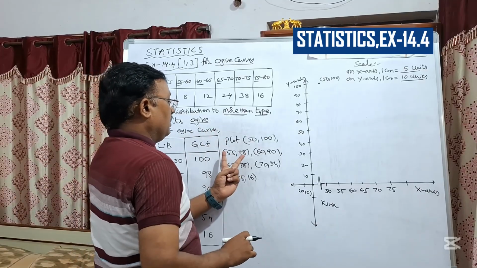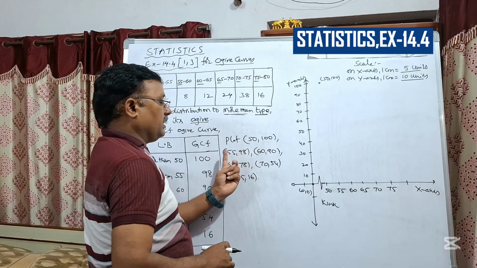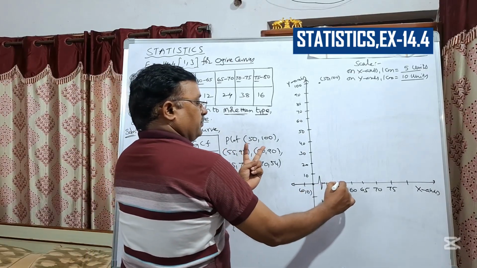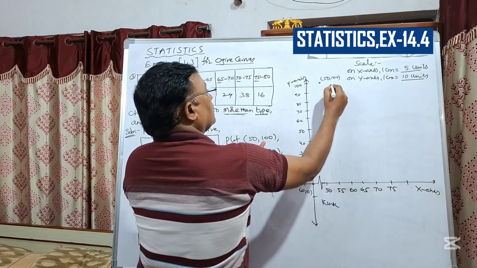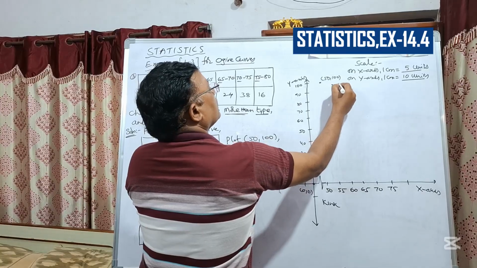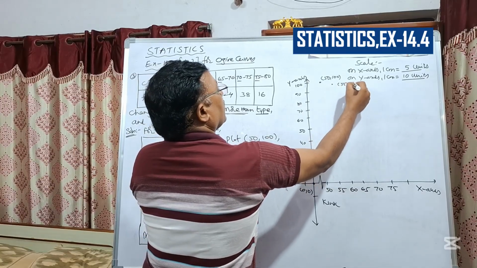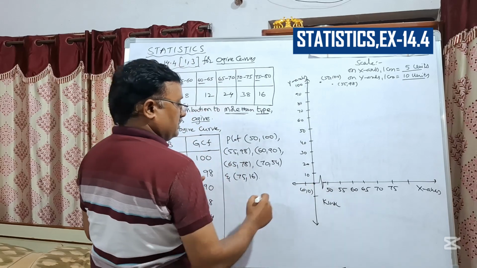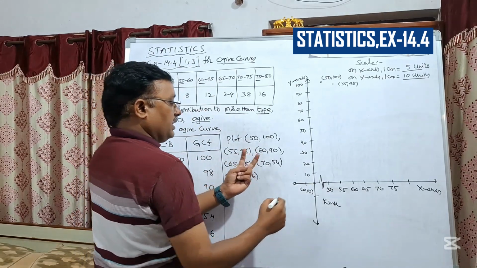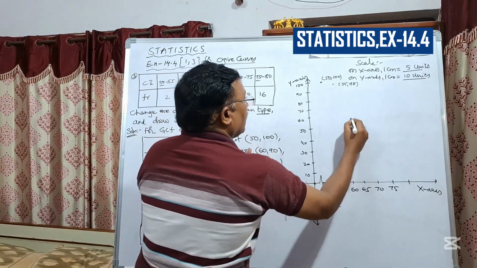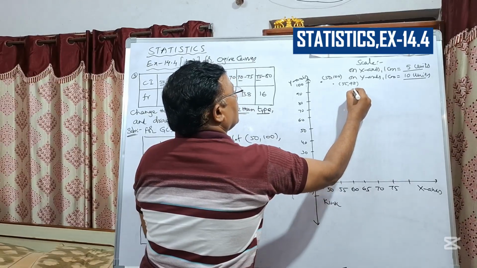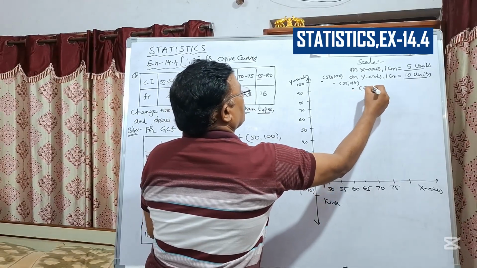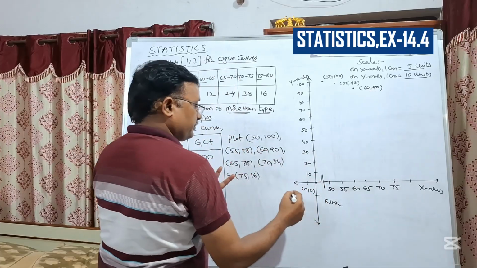Next one, ordered pair 55 comma 98. Little less than that. This is 55 comma 98 together from the origin. Next one, 60 comma 90. This is 60 comma 90. Little less than that. This is the ordered pair 60 comma 90.